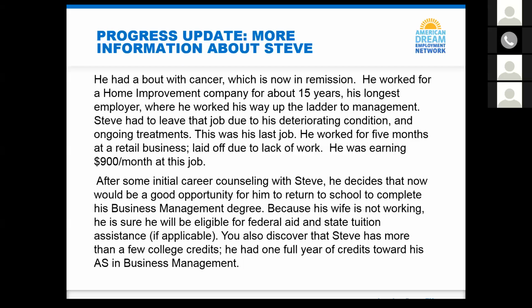After some initial career counseling with Steve, he decides that now would be a good opportunity for him to return to school to complete his business management degree. Remember, earlier in the case study I told you he had quite a few college credits towards his business degree. Because his wife is not working, he is sure he would be eligible for federal aid and state tuition assistance if applicable. Not every state offers that, so that's going to be a variable. Here in New York, we do have a healthy tuition assistance program. Some states don't have anything at all. Some states do.